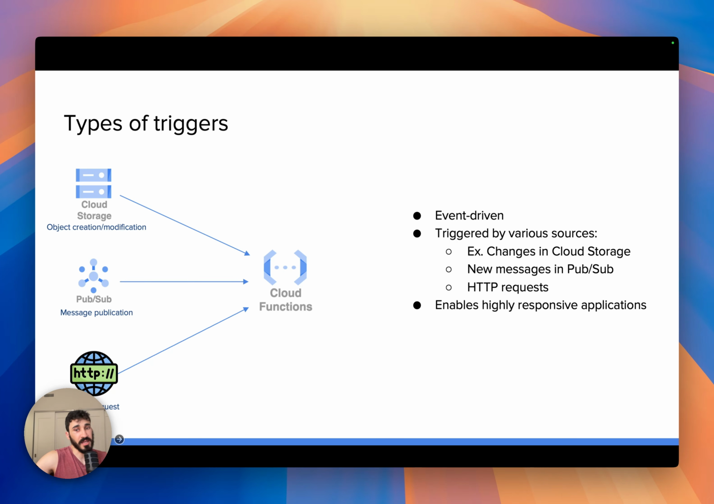And then you've also got just HTTP requests, any HTTP requests coming in. This makes Cloud Functions good for building lightweight webhooks, APIs, microservices, where the function executes whenever a request is received. So this allows your applications that involve Cloud Functions to automatically respond to changes or events such as file uploads, message publications, as we've got here, or HTTP requests.